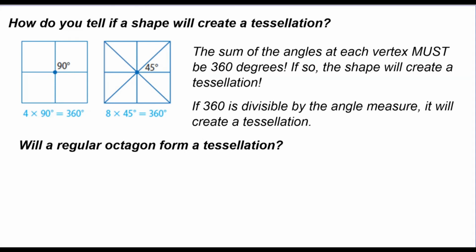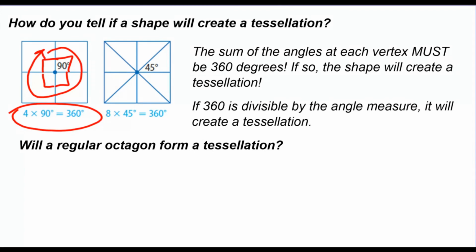So an easy way to tell is to tell if 360 is divisible by the angle measure, it will create a tessellation. So in the examples that I showed here, the squares, 360 is divisible by 90 degrees. 4 times 90 is 360. So when I put these 90-degree angles together, I'm going to create a full 360 degrees perfectly. So they're going to fit together with no gaps. Here we have some triangles that have 45-degree angles in them. And each 45-degree angle, when I put them together, if I put 8 of them together, I'm going to get 360 degrees exactly. So it creates that full tile with no gaps or overlaps.